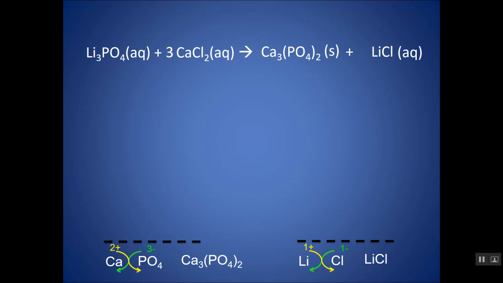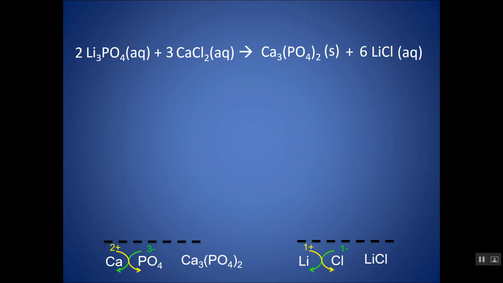I need 3 in front of CaCl2 to balance the calcium. I now have 6 chlorines on the left, so I need 6 chlorines on the right, and I now have 6 Lis on the left, so I'll put a 2 in front. Though it does not matter the order in which you balance, you should get the same answer. This is my molecular equation.